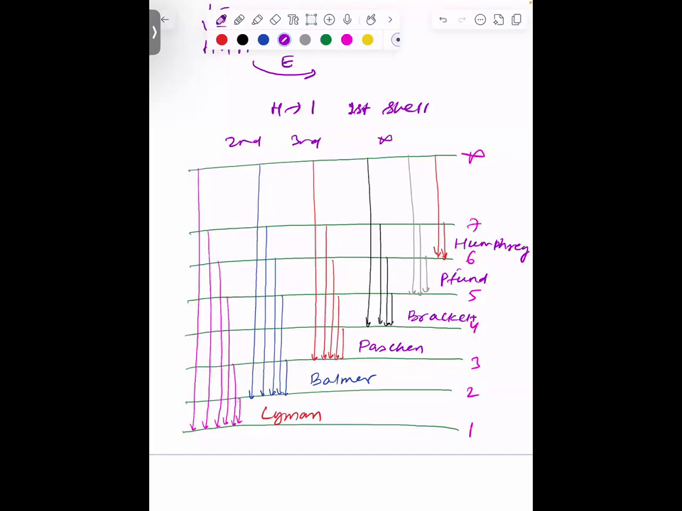Cell number 1, Lyman. Cell number 2, Balmer. Cell number 3, Paschen. Cell number 4, Brackett. Cell number 5, Pfund series, the P is silent. And cell number 6, Humphreys series. Quickly note down, then we'll discuss further.